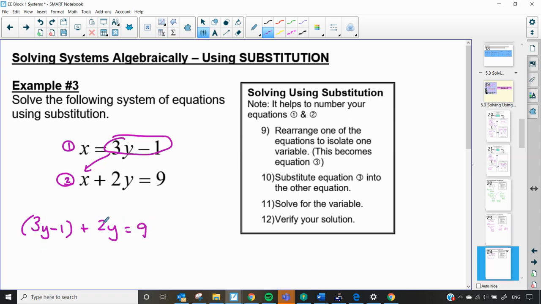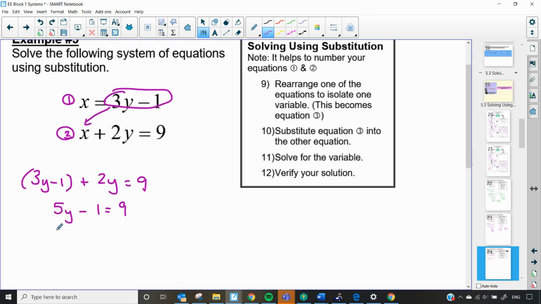So 3y plus 2y is 5y minus 1, sorry. And so we've got 5y minus 1 is 9. Now, to get y by itself, we're going to add 1 to both sides. And so we have 5y equals 10, divide by 5, and y equals 2. So that's my first variable.